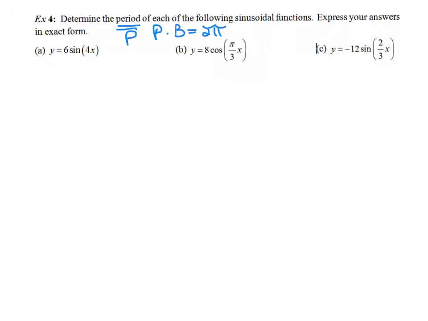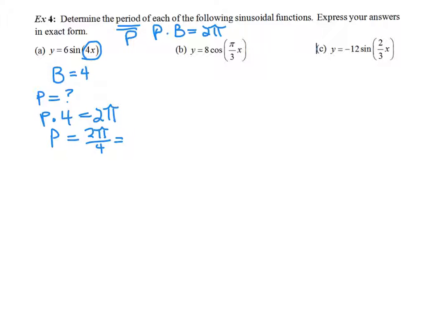So for our first equation, I've got y is equal to 6 sine of 4x. The first thing that we're going to do is take a look at the coefficient of the x. I know then that that tells me that the frequency, the b, is equal to 4. So the question is, what does p have to equal? I want to solve for p such that p times 4 gives me 2 pi. Dividing both sides by 4, I get that p is equal to 2 pi divided by 4. So therefore, the period for this one is going to be pi over 2.